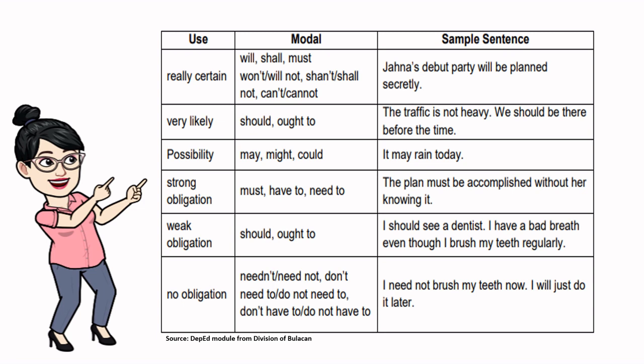Very likely. Should, ought to. The traffic is not heavy. We should be there before the time. Possibility. May, might, could. It may rain today. Strong obligation. Must, have to, need to. The plan must be accomplished without her knowing it. Weak obligation. Should, ought to. I should see a dentist. I have a bad breath even though I brush my teeth regularly.